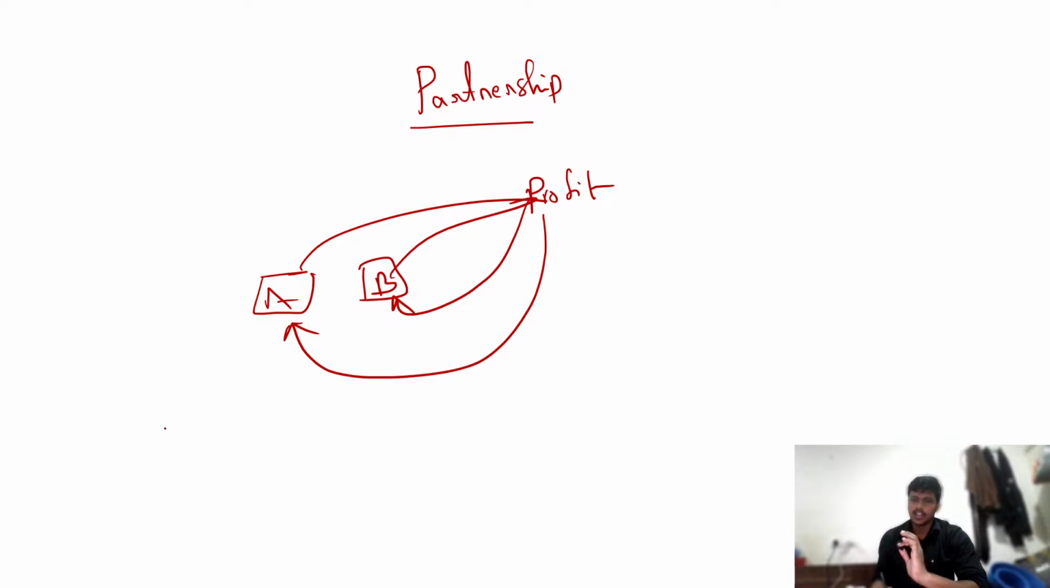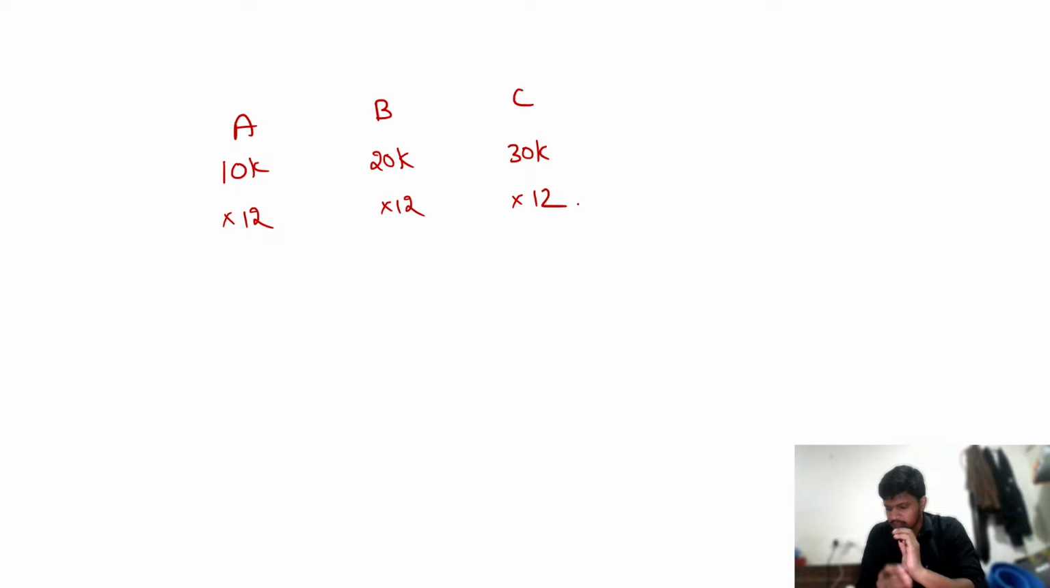I will cover each and everything, no need to worry about anything. Now see, let's look at what kind of models are going to be there. Assume that we are having 3 persons, A, B and C. They started a business by investing 10,000, 20,000 and 30,000. They did the business for 1 year, that is 12 months. At the end of the year, assume that they got a profit of 6,000.